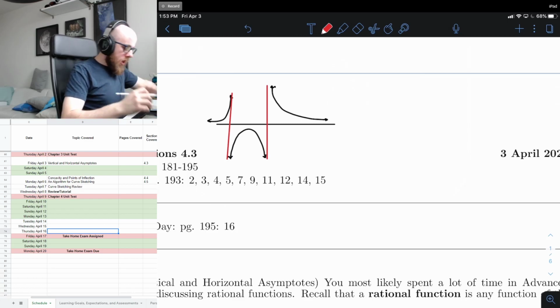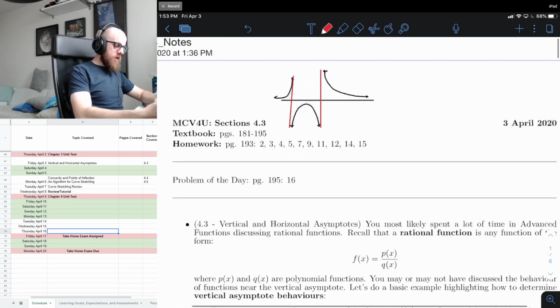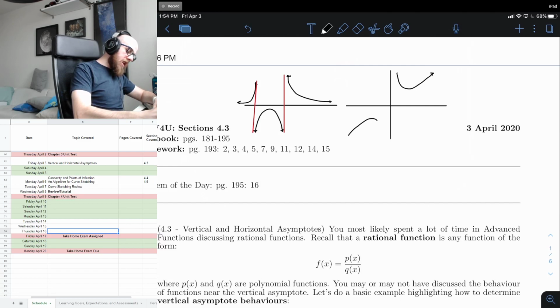Okay, so let's get into it. Actually, before that, have you guys ever talked about what an oblique asymptote is? So something like this, like a slanted asymptote.